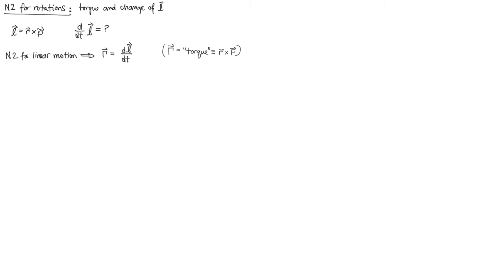Okay. So we'll start with Newton's second law. We need a force to bring about a rate of change of momentum. And if we take the cross product of that whole equation with r, then on the left-hand side, we have r cross F, and on the right-hand side, we have r cross dp/dt.